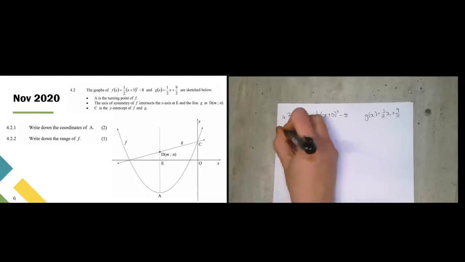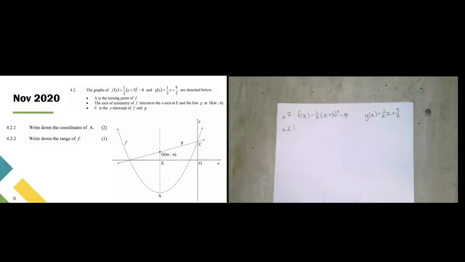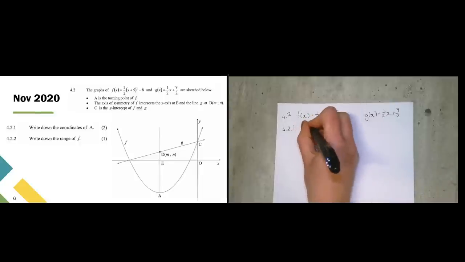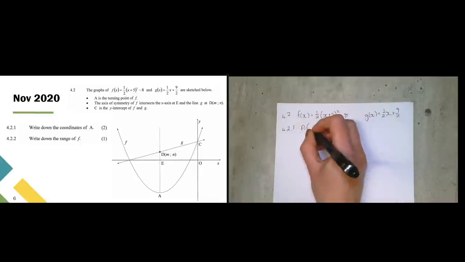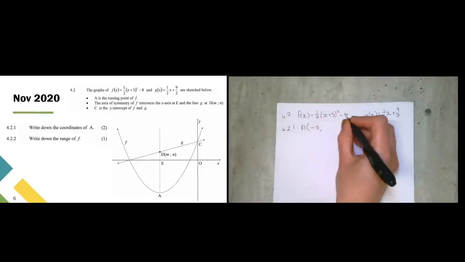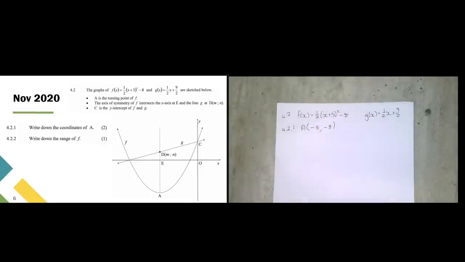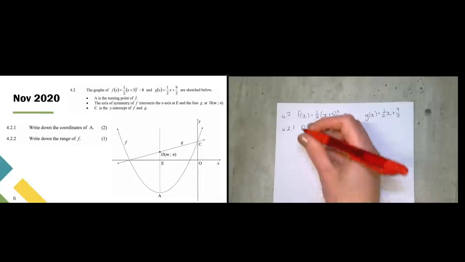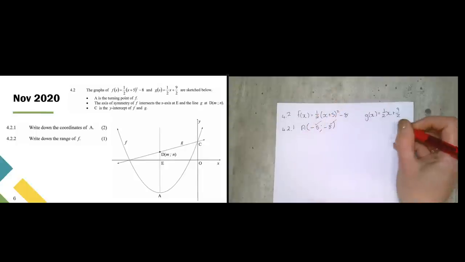First question: write down the coordinates of A. They said write down. They didn't say calculate. A is our turning point. If you look at the equation of the parabola, it's already written in turning point form, so I can read it off. I know it will be (negative 5, negative 8). 2 marks. 1, 2.